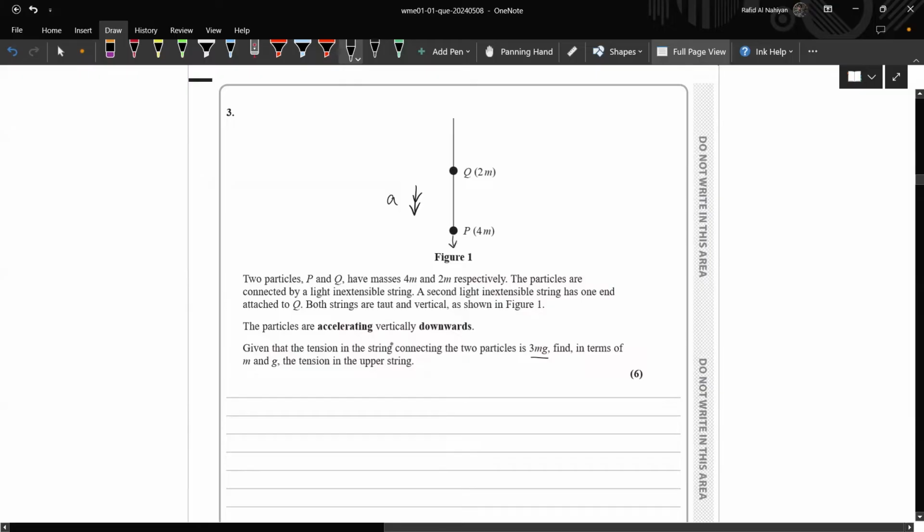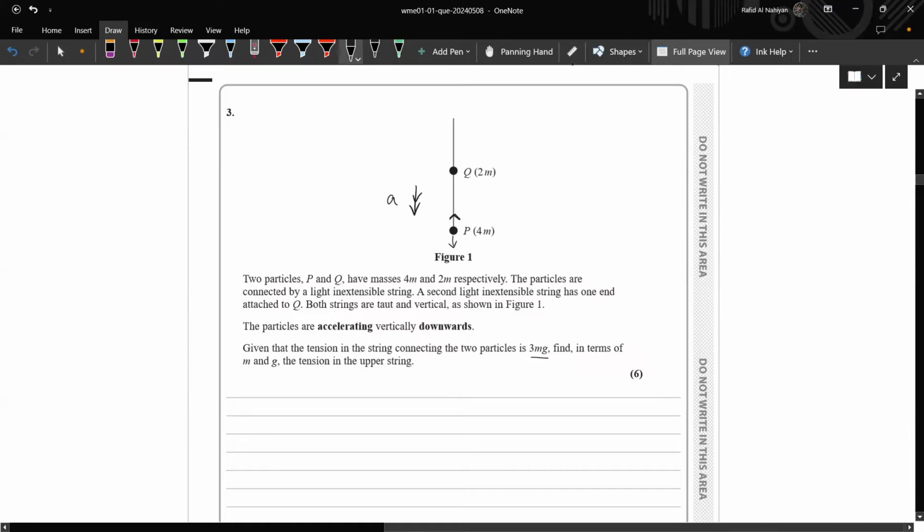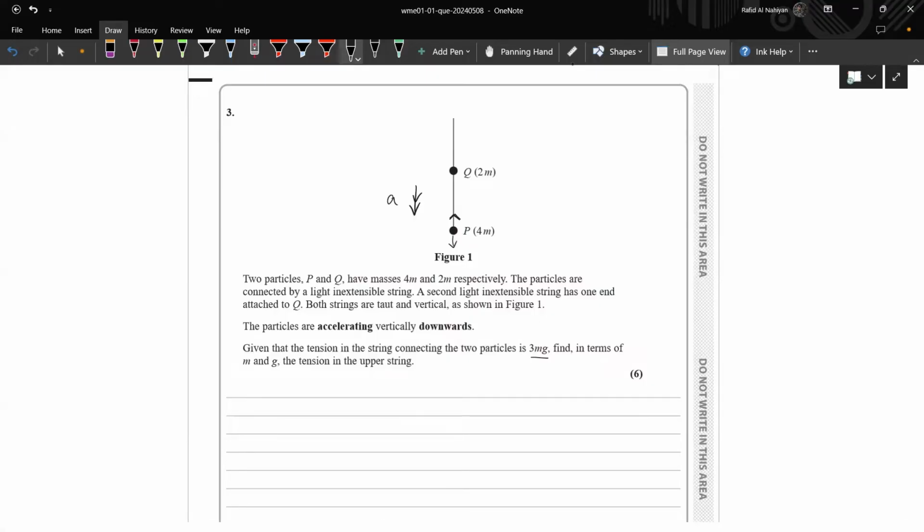As P is falling, it's exerting a force on the string, so the string will exert a force on P that's opposite and equal, according to Newton's third law. So there's going to be a tension this way, equal to 3 mg. Similarly, Q is also moving downwards, and since there is a string here, wait a second, is this string connected somewhere? The second light string has one end attached to Q. Given that the tension in the string connecting the two particles is 3 mg, find in terms of m and g the tension in the upper string.